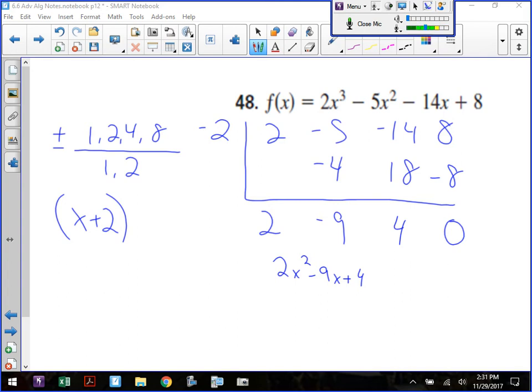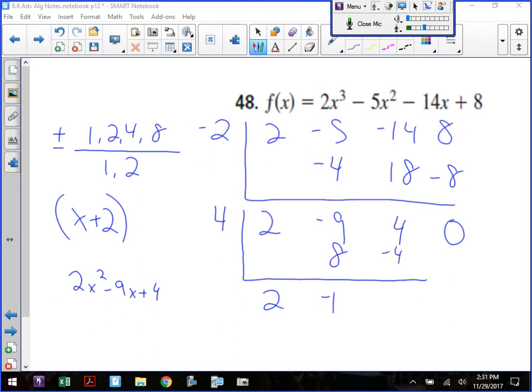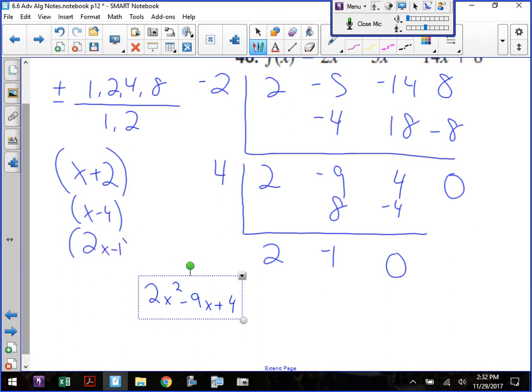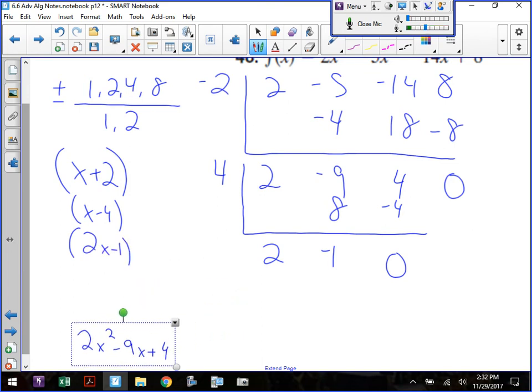Or I could continue with my factoring with synthetic and just go to the next number. I just did plus and minus 2. What's my next number? 4. If I try it with 4, I get a 0, don't I? I have a 0 then at x minus 4, which means what am I left with? 2x minus 1, which means my zeros are at -2, 4, and 1/2.